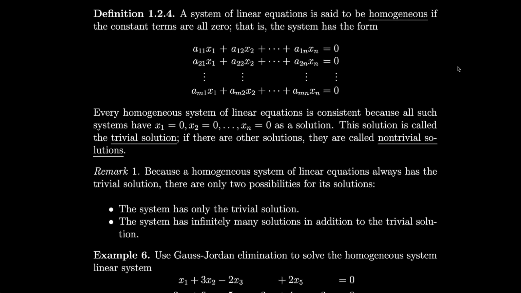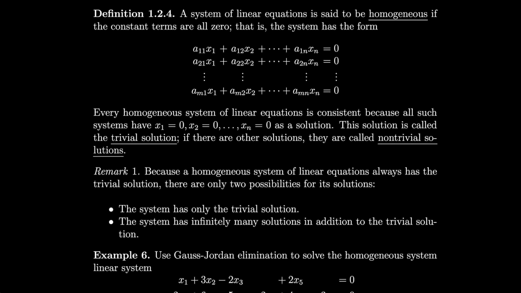A system of linear equations is said to be homogeneous if the constant terms are all 0. That is, the system has the form over here where all of our constants are now 0. Every homogeneous system of linear equations is consistent because all such systems have x1 equals 0, x2 equals 0, and so on to xn equals 0 as a solution. This solution is called the trivial solution. If there are other solutions, they are called non-trivial solutions.